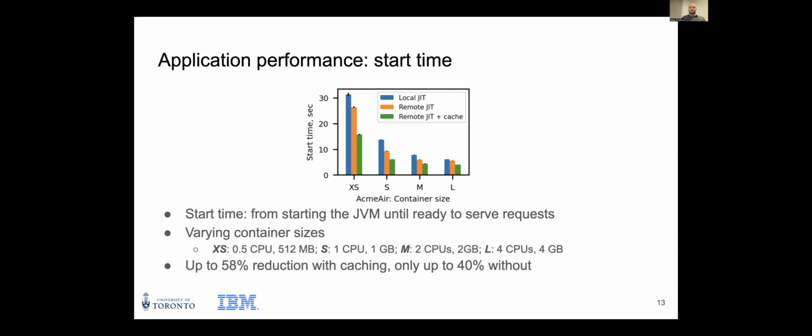We see that caching results in a significantly larger reduction in start time, but this effect becomes smaller as we increase the container size, because there is more spare CPU for the JIT to do its work during the start. Overall, it's up to 58% reduction in start time. That's the maximum across different applications, but about half on average.